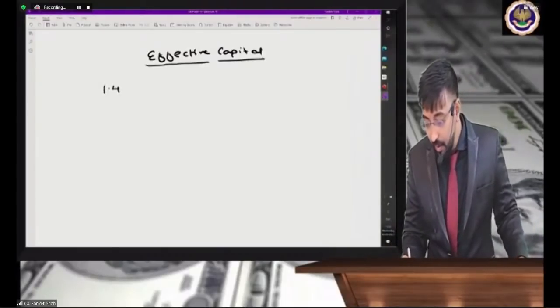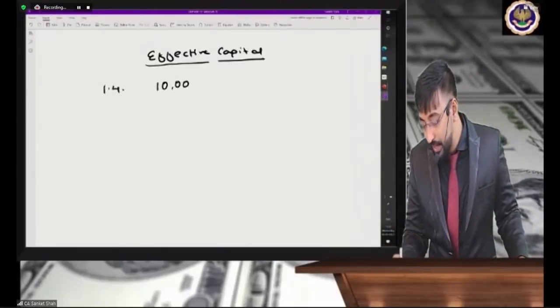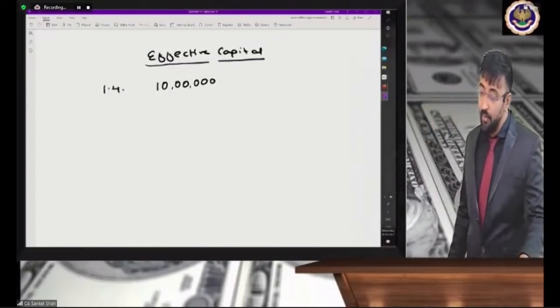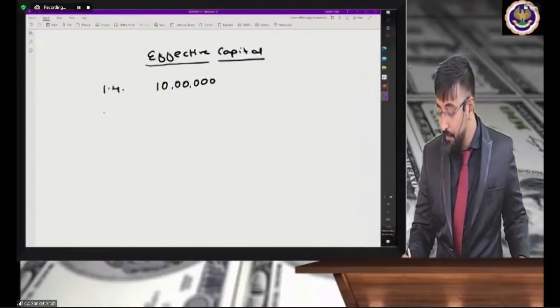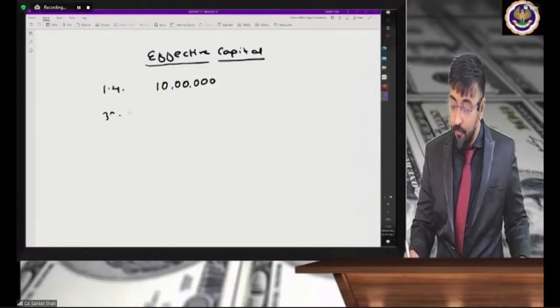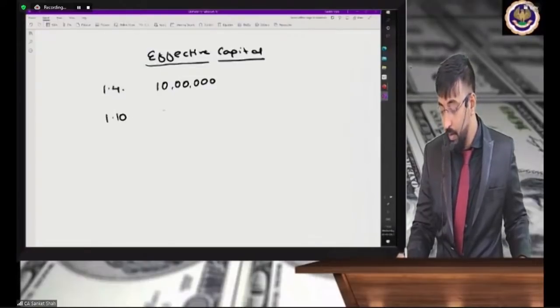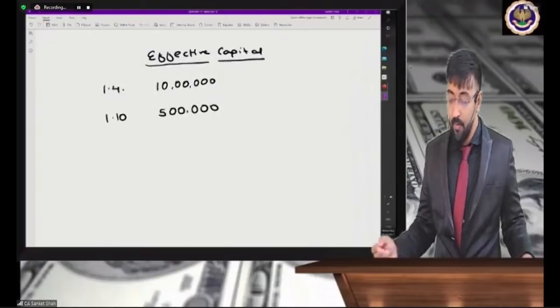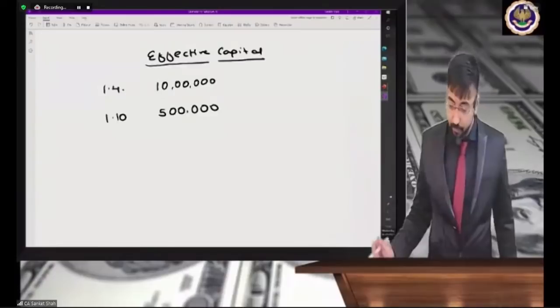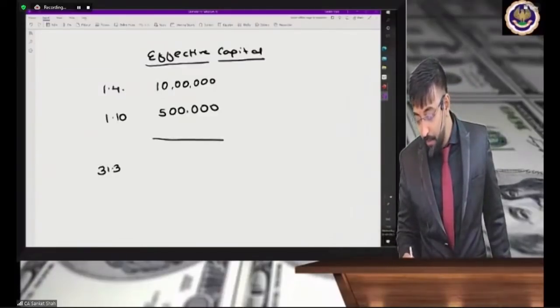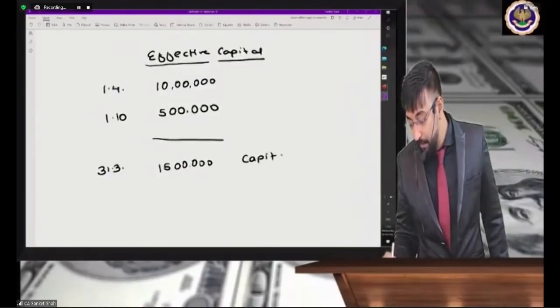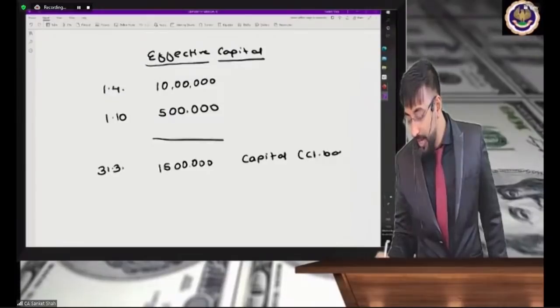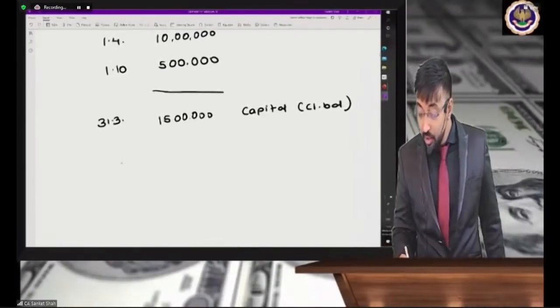Assume I introduced 10 lakhs rupees on 1st of April, and next I introduced on 1st of October 5 lakhs rupees. Now if you see, my total capital on 31st of March is 15 lakhs. So this is called capital closing balance. But wait, this is not effective capital.